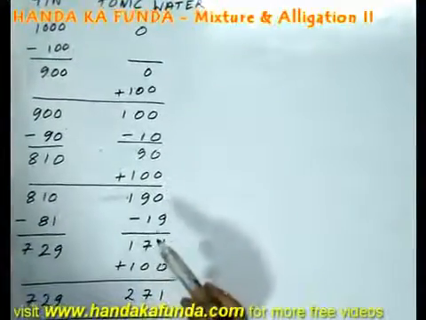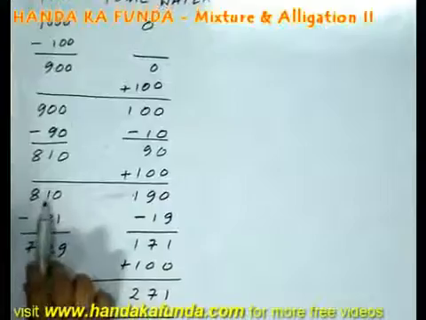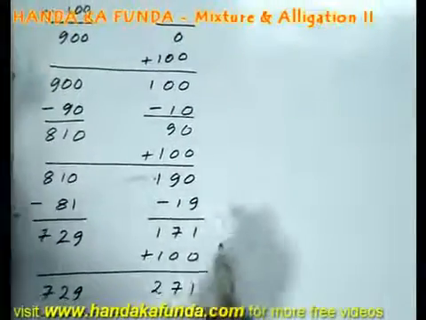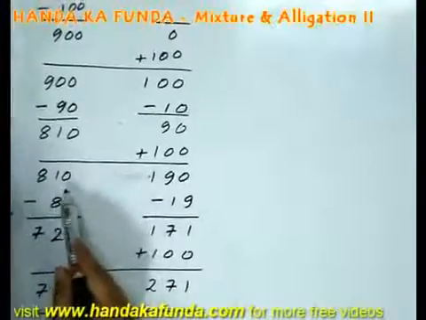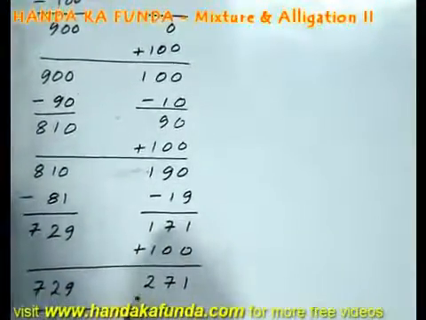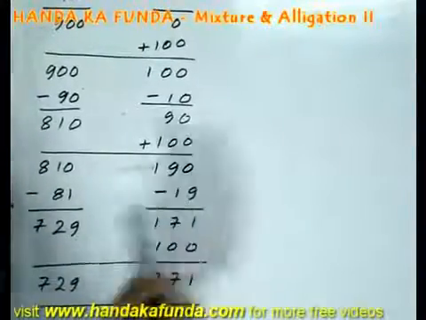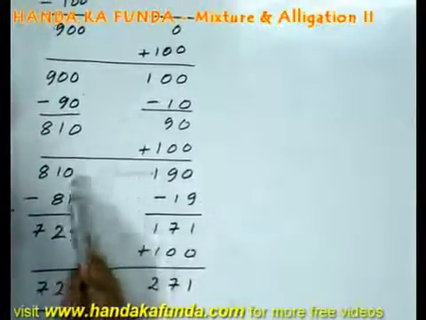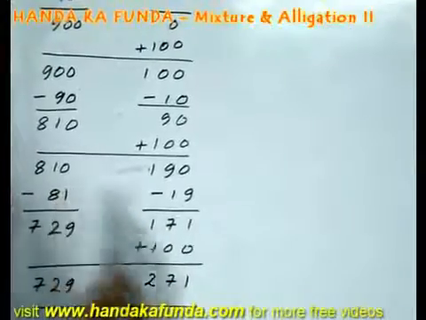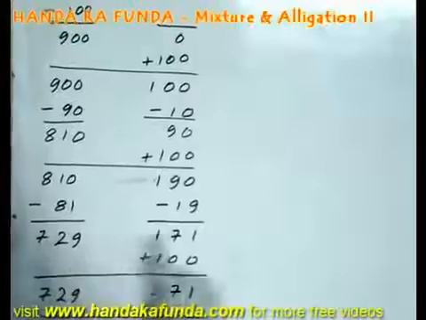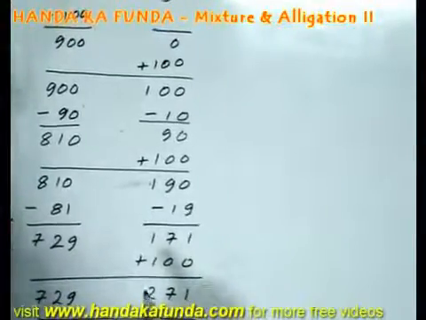Then I add 100 ml of tonic water to it. My ratio becomes 810 is to 190. I repeat the process again. So once again when I take out 100 ml, will it be 100 ml pure gin or will it be 100 ml pure tonic water? No, it will contain 81 ml of gin and 19 ml of tonic water, because the ratio in which they are present is 81 is to 19. So I will have finally 729 ml of gin and 171 ml of tonic water.